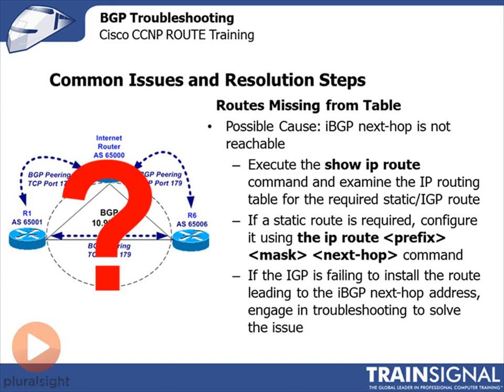If you recall, when we did our advanced lab configurations, we actually had to have static route statements on each one of the routers in BGP to point to the loopback address of the neighbor routers, because it was one hop beyond, so it had to be configured with a static route so that it would show up. If a static route is required, it's very easy to configure: the ip route, prefix, mask, next hop command, and so forth. If there's some reason the IGP is failing to install the route leading to the next hop address, you may have a whole other set of issues just related to the IGP.